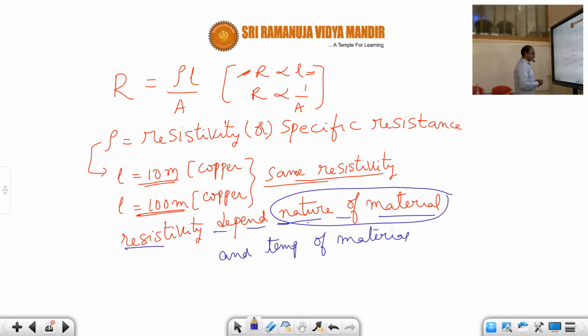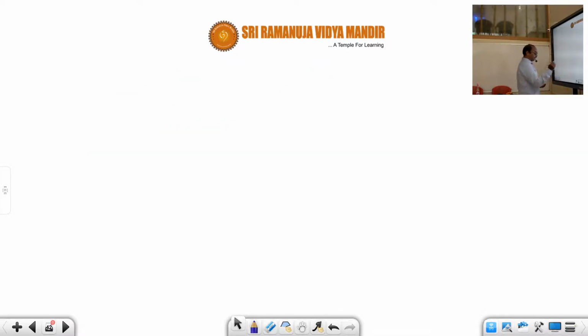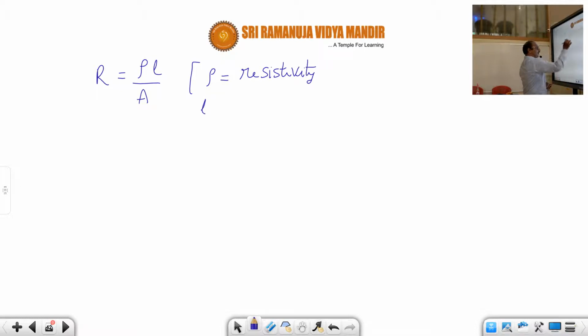Now coming to the problems. We will do some problems by taking our own values, then we will do textbook problems also. First we write the formula: R equals rho into L divided by A, where rho is called resistivity, L is called length, and A equals area of cross section.